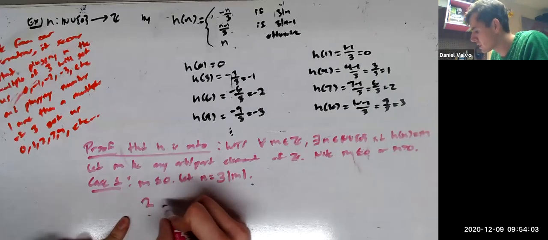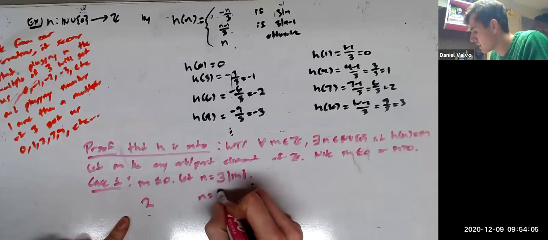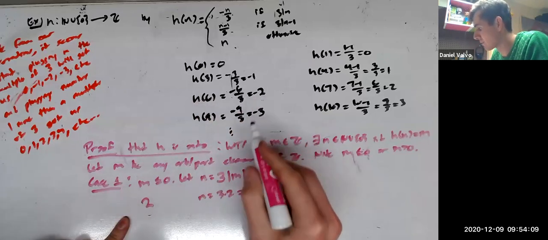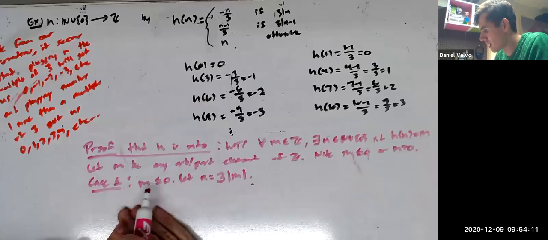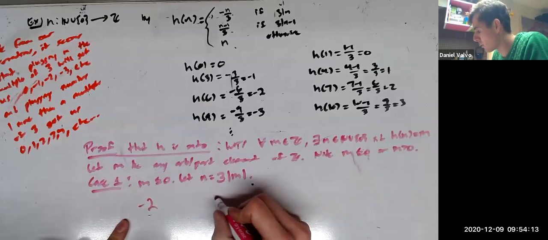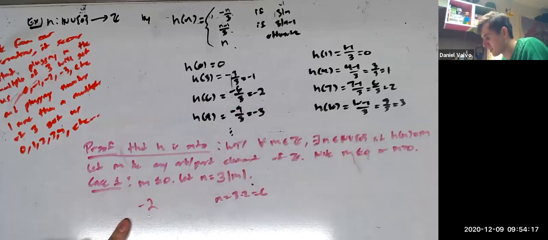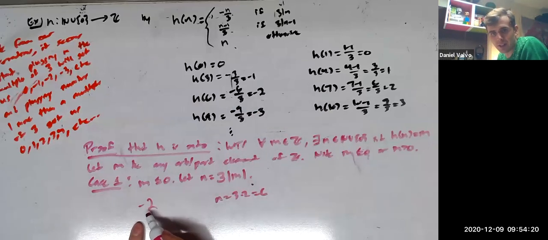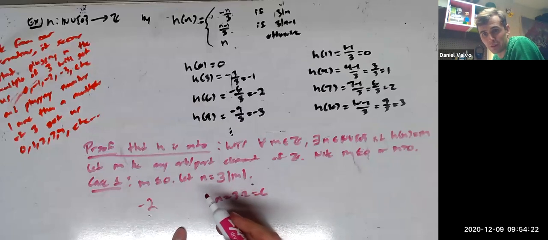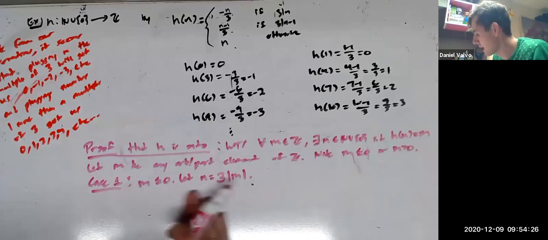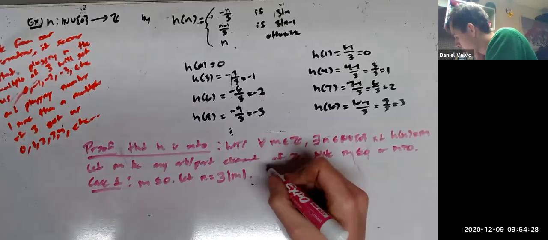Like if m was -2, I want n to be 3 times 2, which gets me 6. When I plug in 6, I get -2. So I want to take the positive version of this, that multiple of 3, that when you plug in should recreate your m. So let n equal 3 times the absolute value of m.